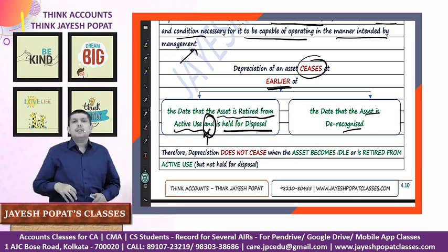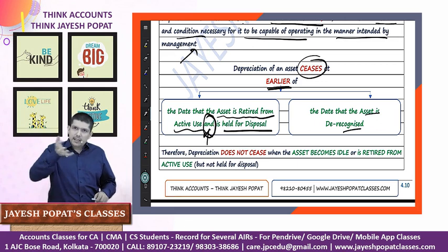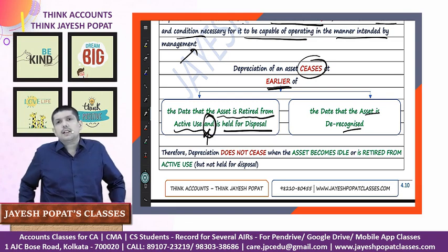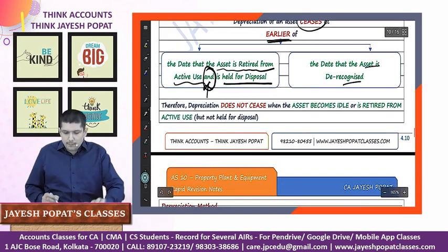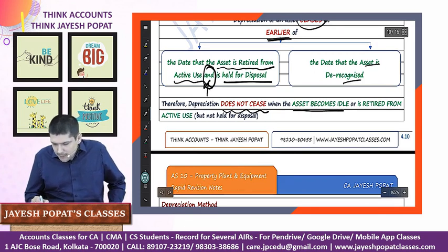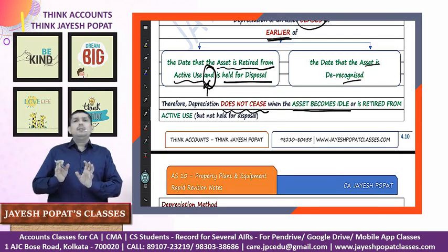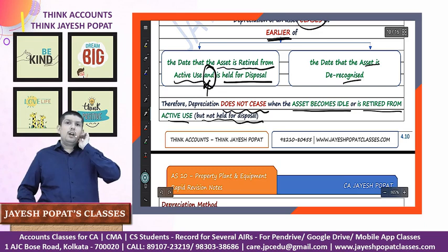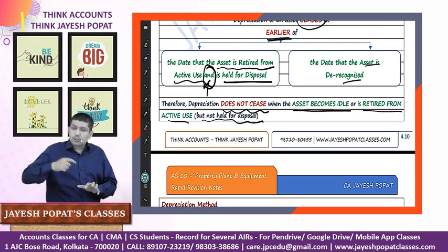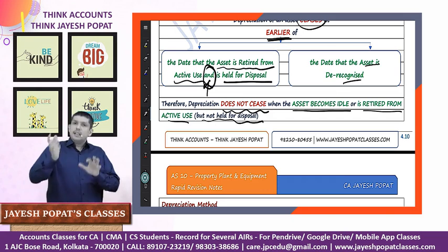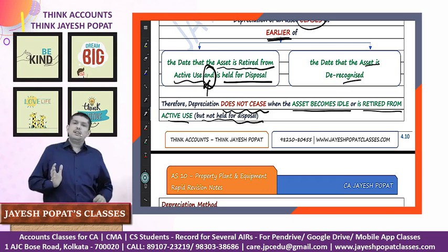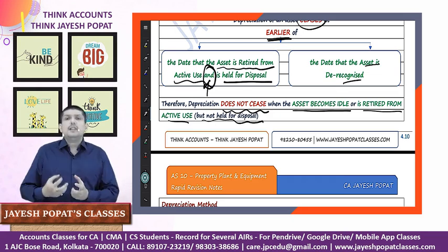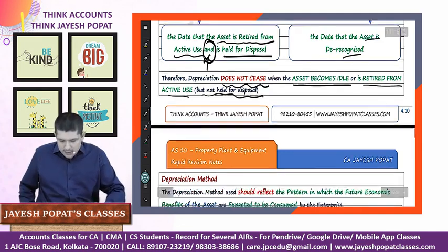Derecognized means, when you record something in the books of accounts, that is known as recognition. When you pass an entry in the books of accounts, it is known as recognition. Derecognition means when you take that asset off your books of accounts. Therefore, depreciation does not cease when an asset becomes idle. So if you are not using the asset, that does not mean you will not charge depreciation. Or is retired from active use but not held for sale. You are not using that asset actively, but you also don't intend to dispose of that asset, right? If that is the fact, you still have to charge depreciation on that asset. Both conditions should be met: that the asset is retired from active use, and also that it is your intention to dispose of that asset as well.